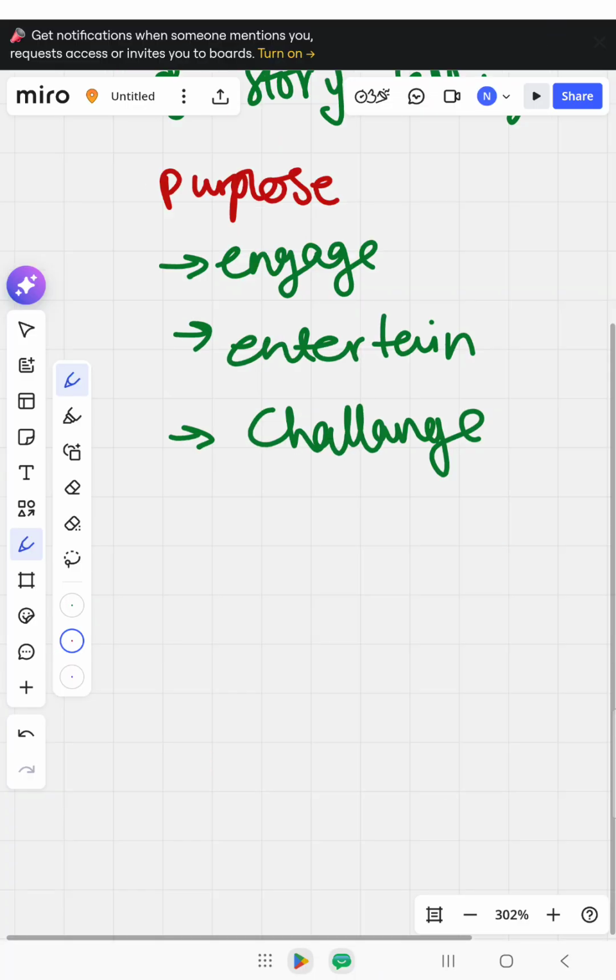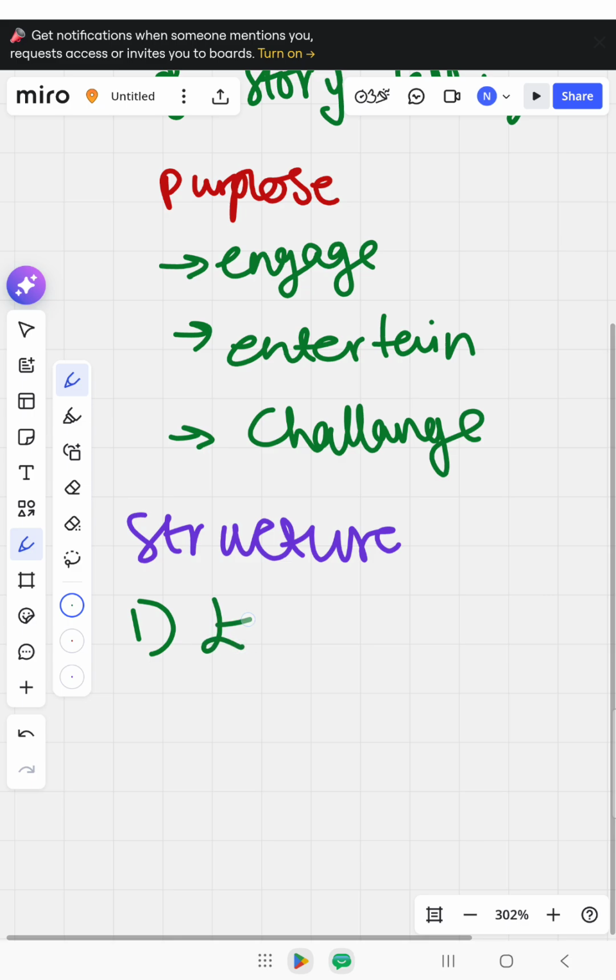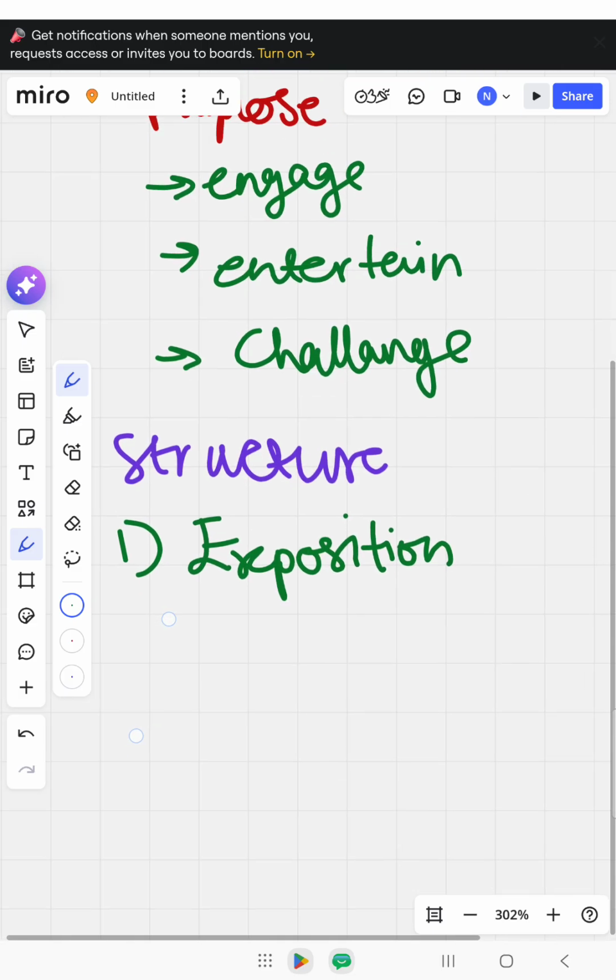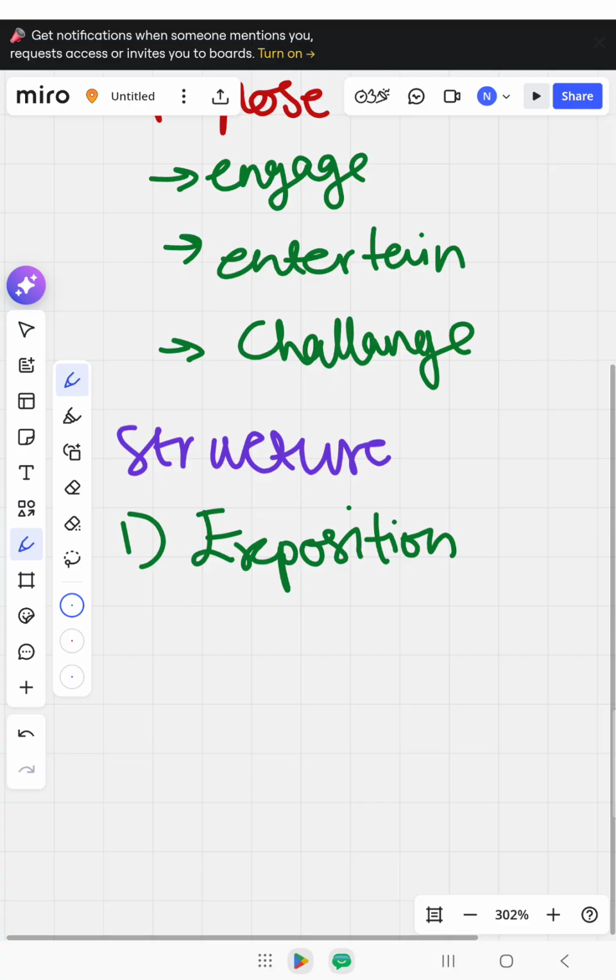So to write a proper narrative story, we need to know the structure. We need to know the structure of a narrative paragraph or text. So it has 5 main narrative arcs, you can say. So the first one is exposition. So this is where we have 5 key points we need to cover.